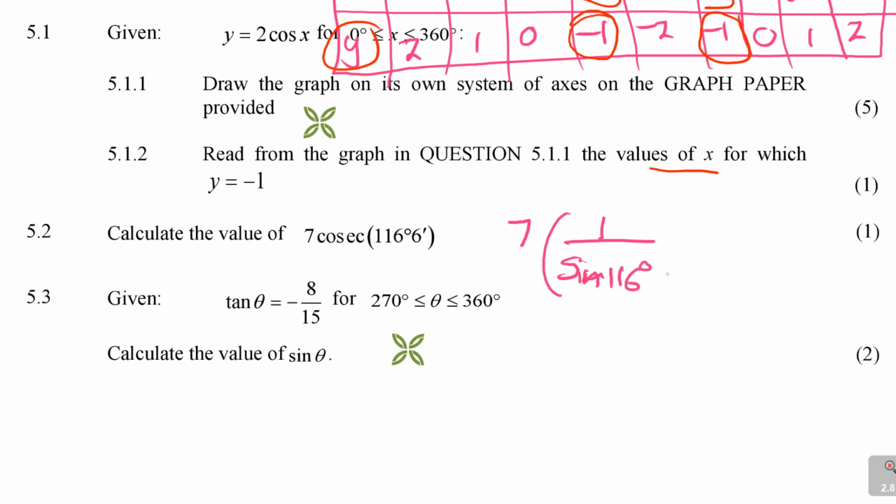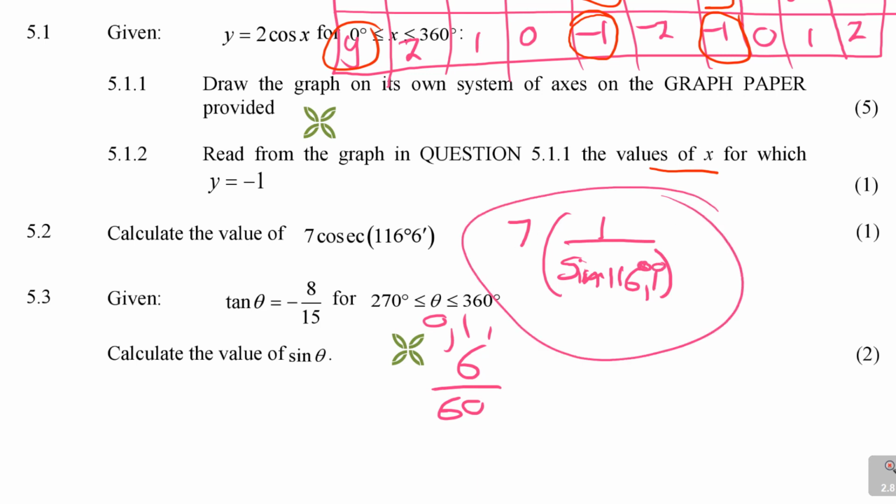116 degrees 6 minutes. But you remember degrees and minutes, convert that. What do you convert? 6 minutes divided by 60, which is 0.1. So you can change that now. That's 6 minutes into 6.1. It's 6.1 degrees now. So it's 7 times that. It's one mark, but be careful of such, it's very important to do it the right way.